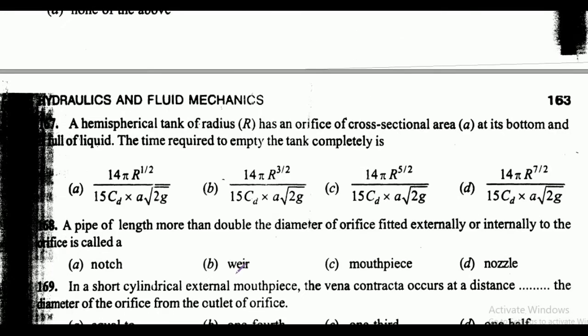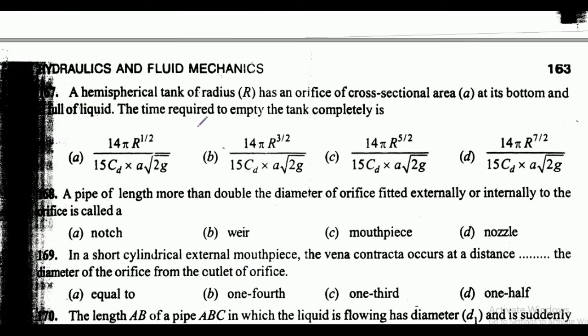Now next is, a hemispherical tank of radius r has an orifice of cross-sectional area A at its bottom and full of liquid. The time required to empty the tank completely is. Here friends, these are the options, and here correct answer is option C, that is 14 pi r raised 5 upon 2 upon 15 Cd into A under root of 2g.